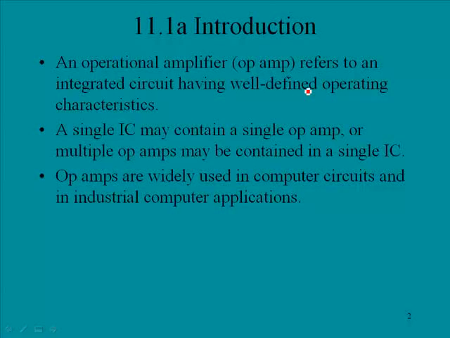An operational amplifier, op-amp, refers to an integrated circuit having well-defined operating characteristics, and we will be looking at those operating characteristics. A single IC may contain a single op-amp, or multiple op-amps may be contained on a single IC. So you may see an IC that is just one op-amp, or you may see an IC that actually has multiple op-amps on the same piece of silicon. Op-amps are widely used in computer circuits and industrial computer applications.